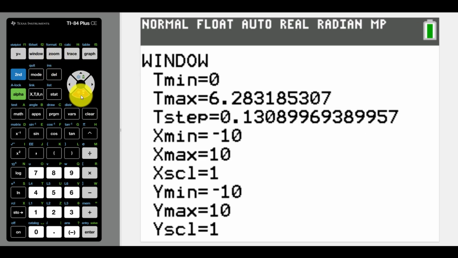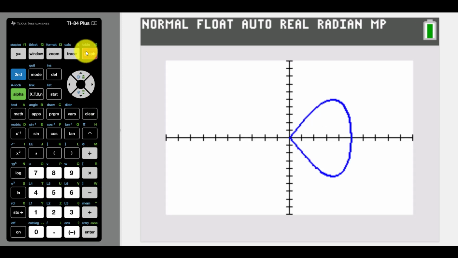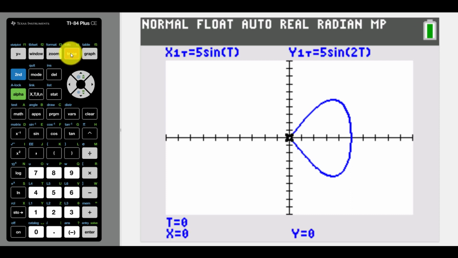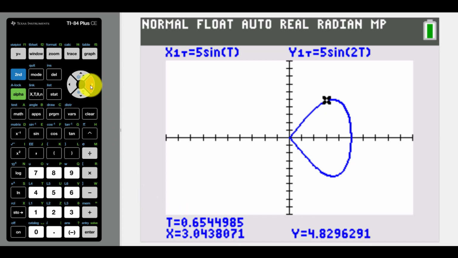Let's see now what happens if I graph from 0 to pi. Well, then we only get half of our figure 8. Last thing to point out is I can trace, and what I want you to pay attention to is the t value. So t is starting at 0, and as I hit the right arrow, t is going up, even though the point in the xy plane is not necessarily going up.